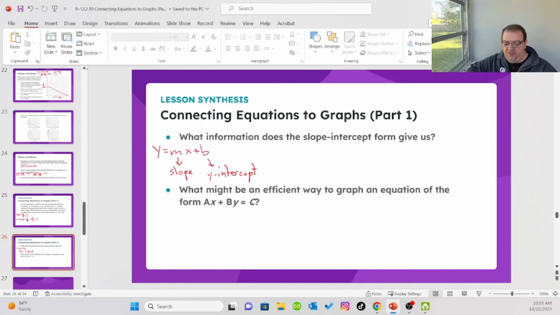What might be an efficient way to graph an equation of the form ax plus by equals c? The easiest way is to graph your intercepts. Let x be 0 and solve for y. Then let y be 0 and solve for x. You can graph your y-intercept and your x-intercept and then draw the line that connects them.